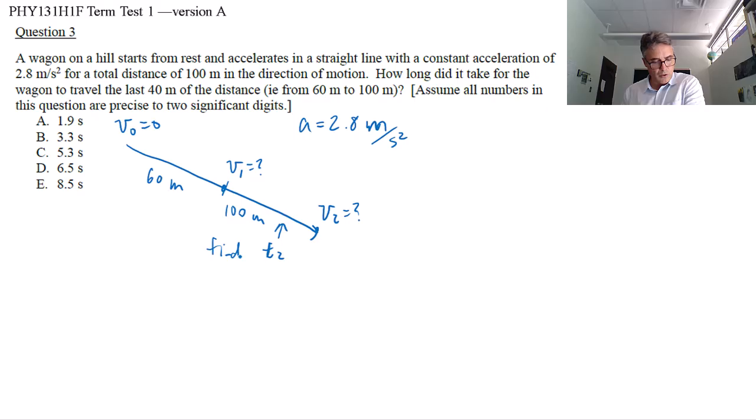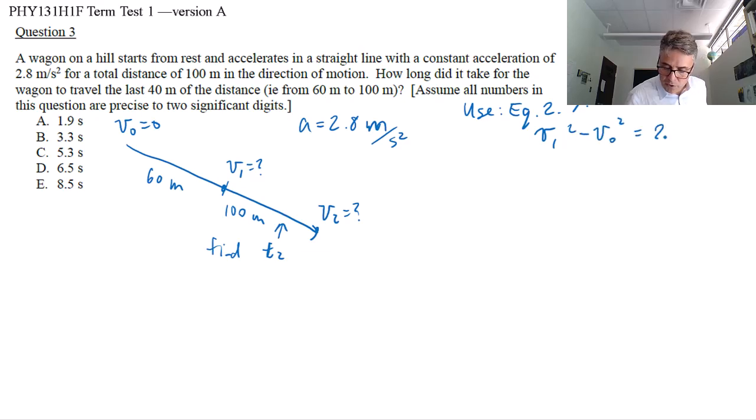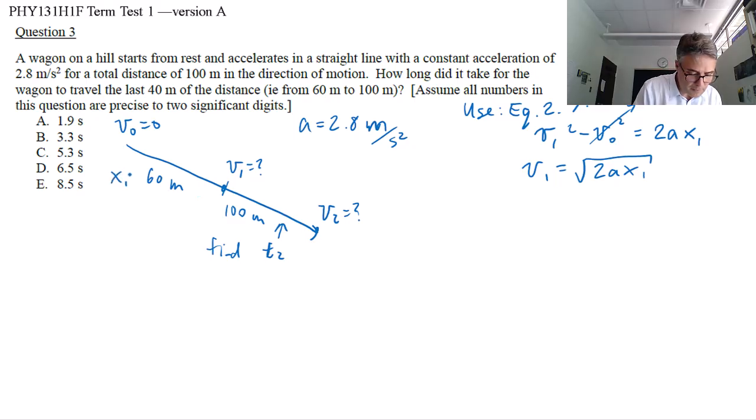Okay, so I can actually, I think, get these velocities if I use v1 squared minus v0 squared is equal to 2 times a times, I'll call it x1, that distance that it travels. So, for example, v0 is equal to 0, right? So v1 just equals the square root of 2 times a times x1, where x1 is at 60 meters.